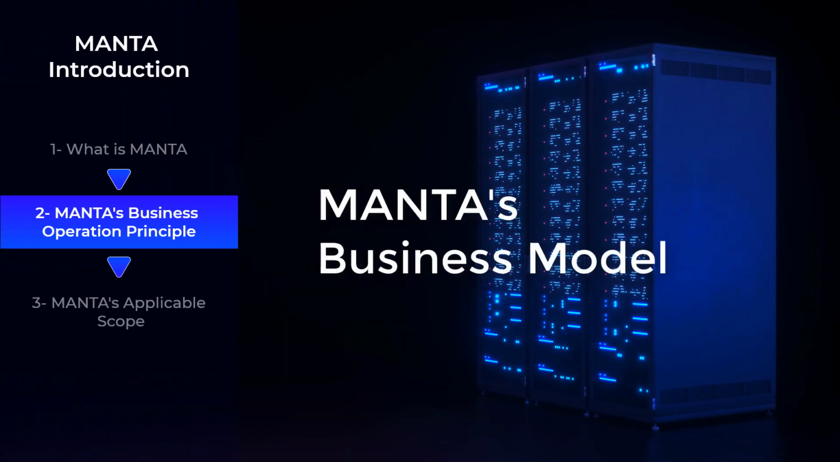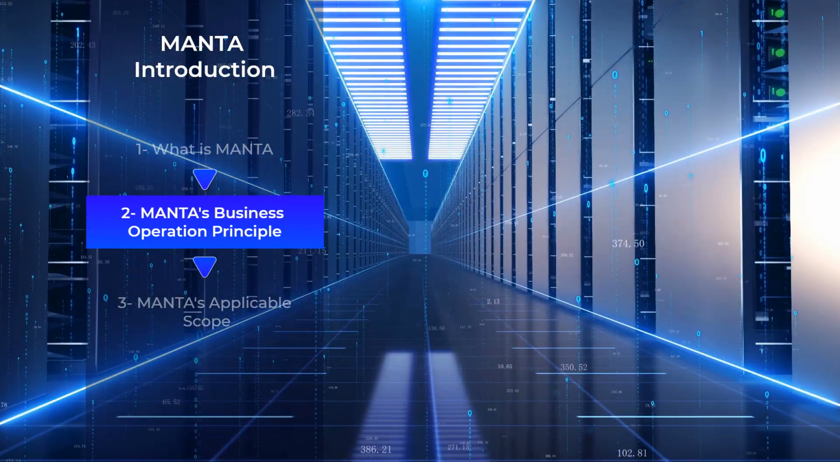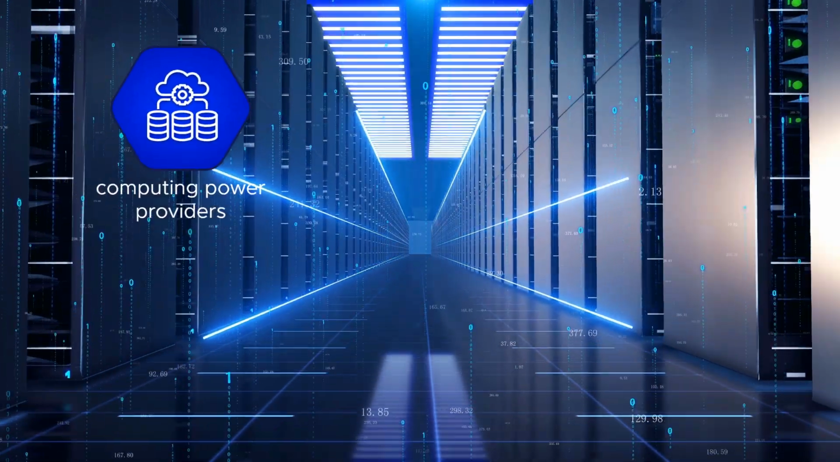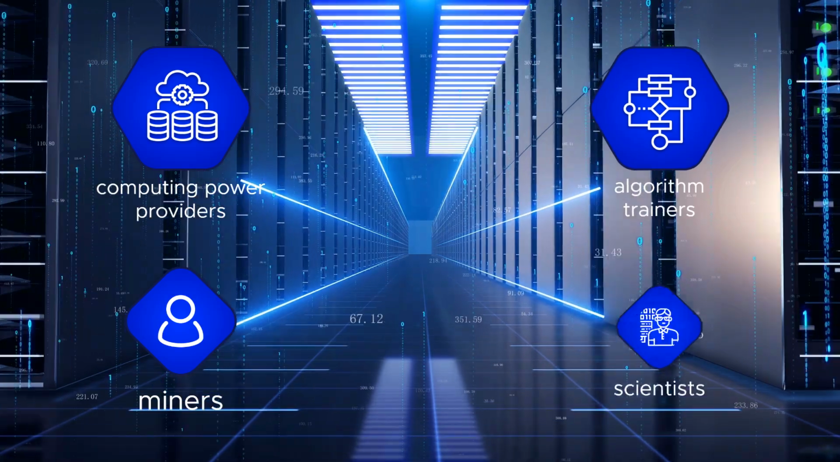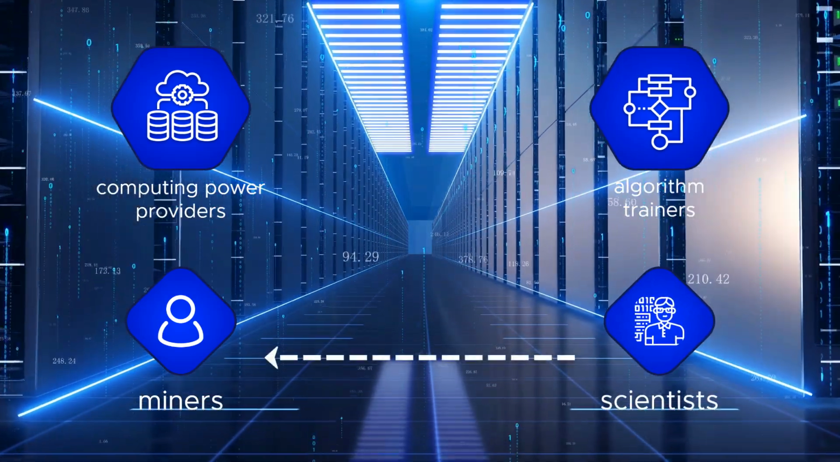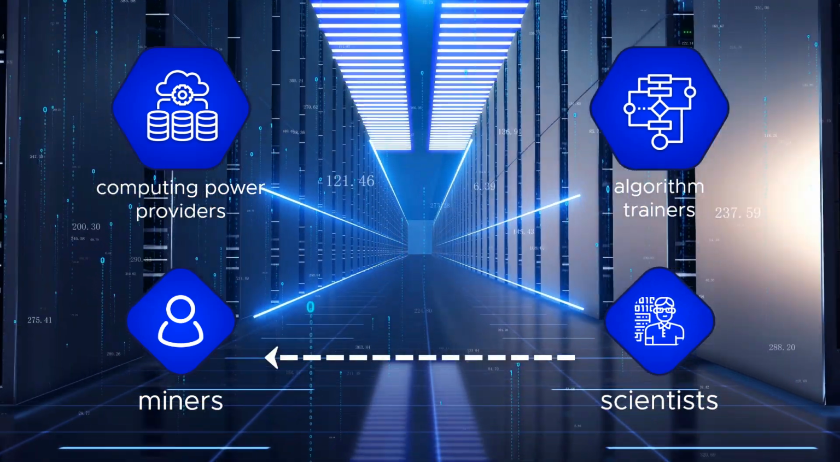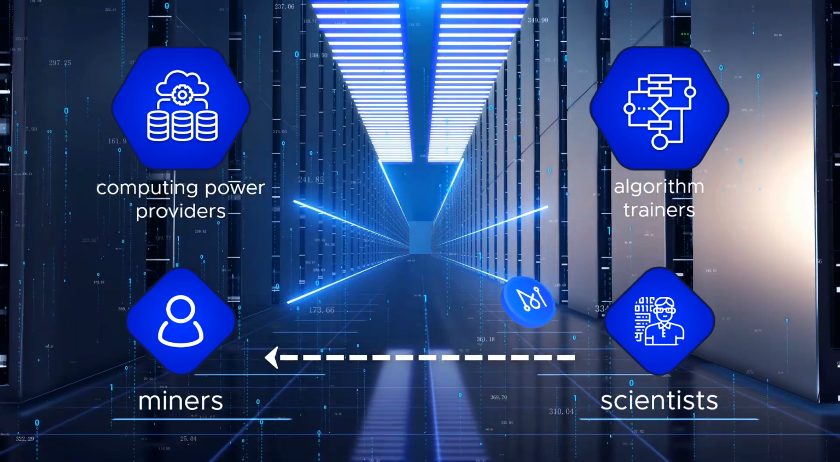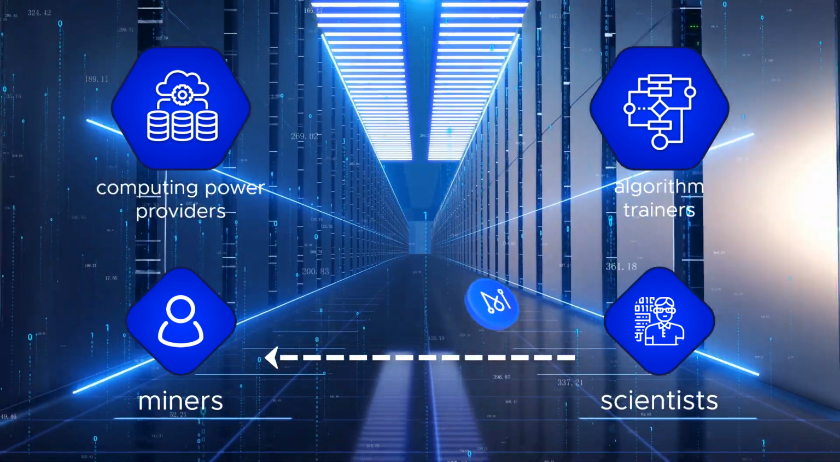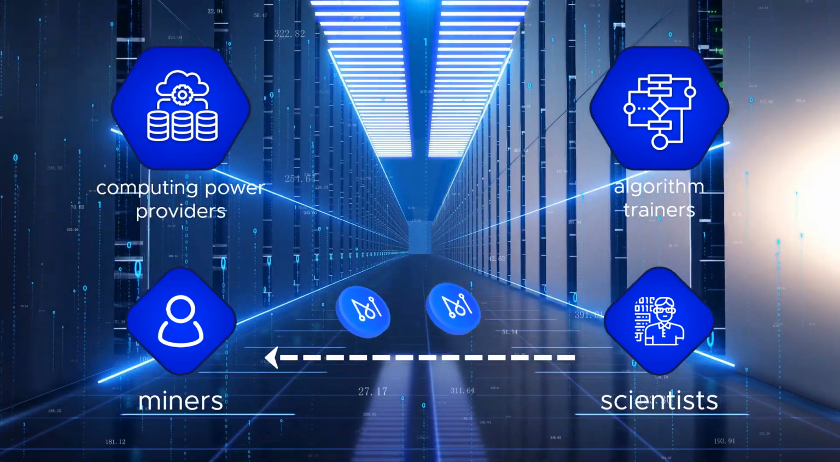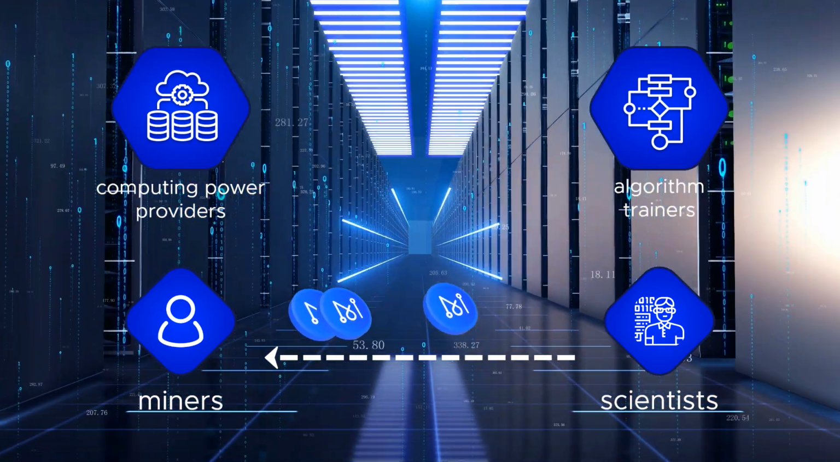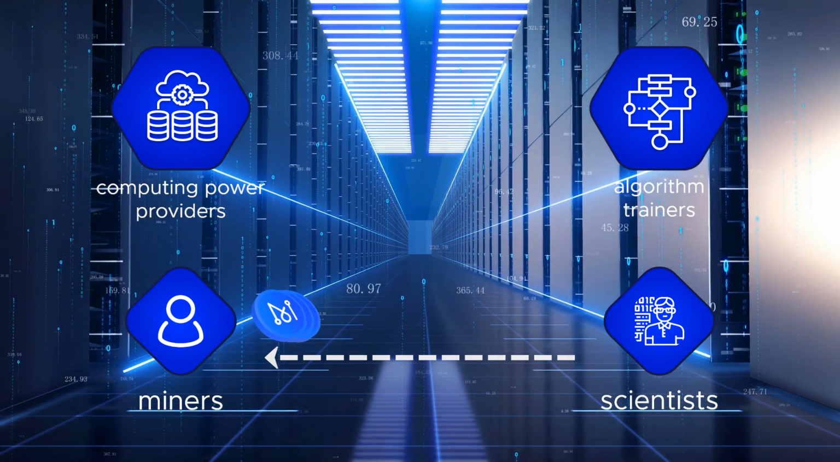There are two types of participants in the MANTA ecosystem: computing power providers, also known as miners, and algorithm trainers, also known as scientists. The miners in the MANTA ecosystem can lease out their spare computing power to scientists who need this computing power to carry out machine learning, and the scientists will in turn need to pay the miners a certain amount of MAN based on their computing power consumption.